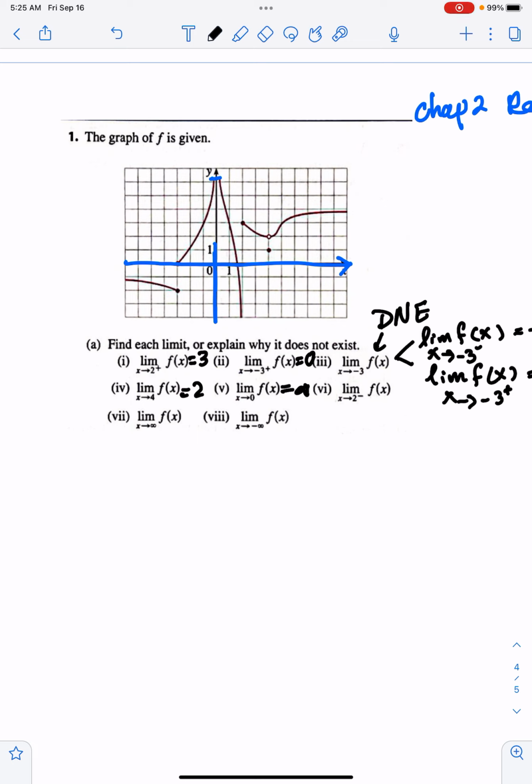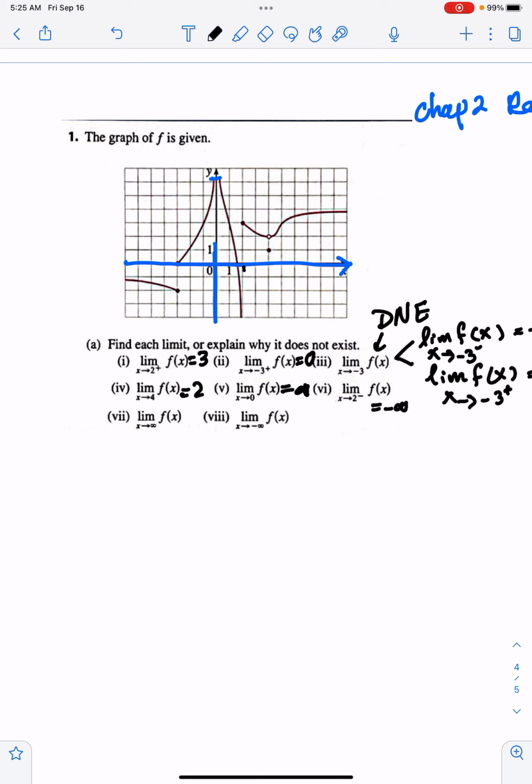So f of x, x goes to 2 a little bit less. So that would be 1, 2. 2 a little bit less would be following this graph, and that's equal to -infinity.